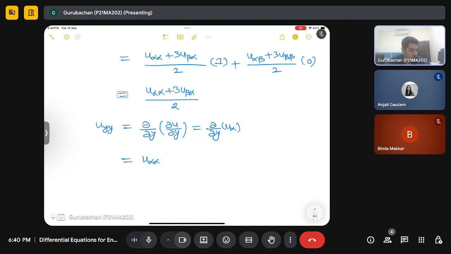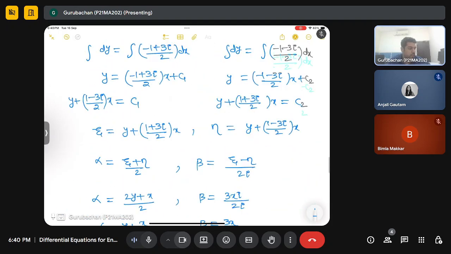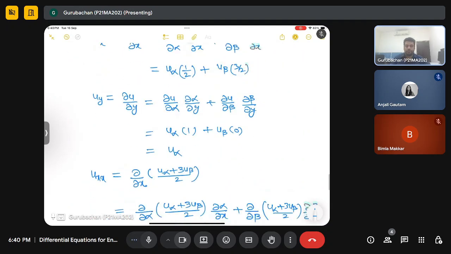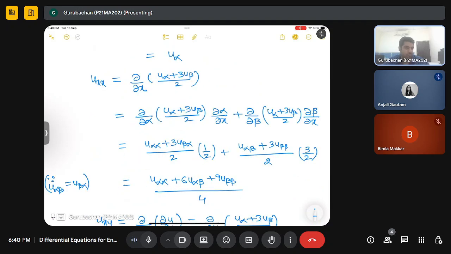So now you are aware of all the values of uxx, uyy and uxy in terms of the independent variables, or you can say the transformation alpha and beta. So we will put these values in the given differential equation and try to reduce it to the canonical form, or you can say normal form. So what is the given equation? The given equation is 2 times uxx minus 2 times uxy plus 5 times uyy.